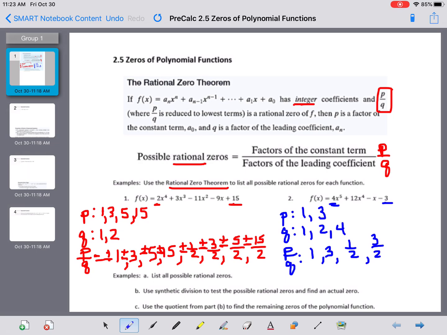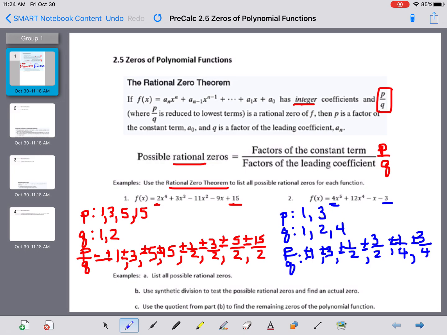Now I'm going to do 1 over 4, that's 1/4. And 3 over 4 is 3/4. Okay? So there's all my list. I used every combination I can. None of them are the same, so I'll leave them all. And of course, I get the plus minus on each of those. So this one has a combination or a possibility of 12 different real possible rational zeros, okay? So that's how we make our list.